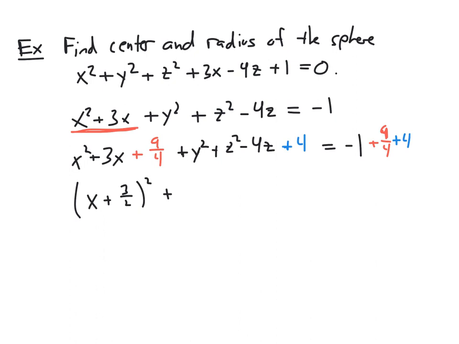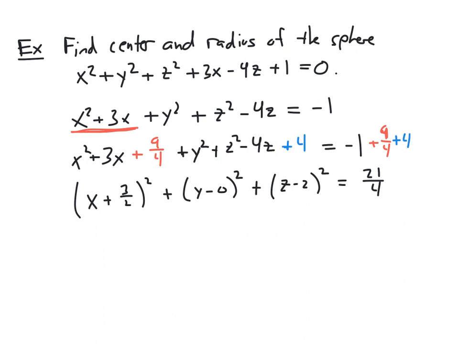y squared is a perfect square itself. If we really want to get it in the right form, we can think of that as (y - 0) squared, although certainly y squared is sufficient. And the last 3 terms we can write as a perfect square. This is going to be (z - 2) quantity squared. And this is all going to equal -1 + 9/4 + 4, and that is equal to 21/4.